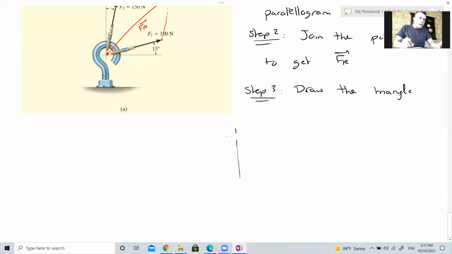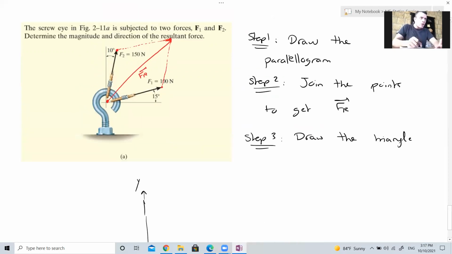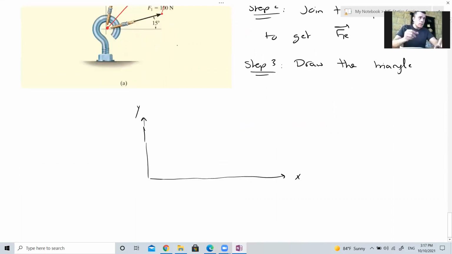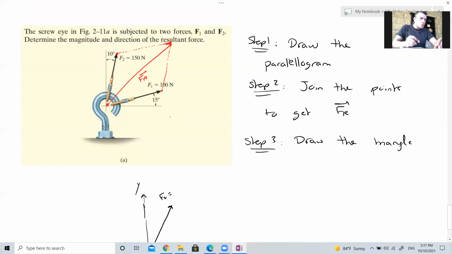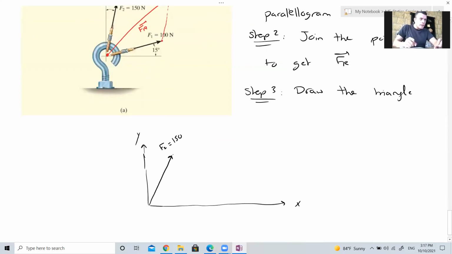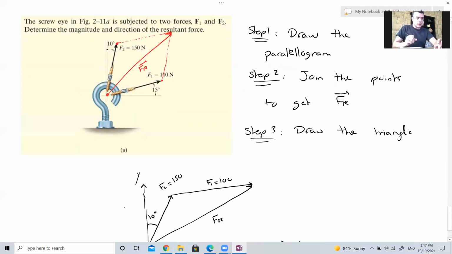So this is the y-axis and this is the x-axis, right? I'll go up here and draw this triangle. Do you agree? Yes. So this is F2, which is equal to 150. And this is F1, which is equal to 100. And this is FR. This angle is 10.